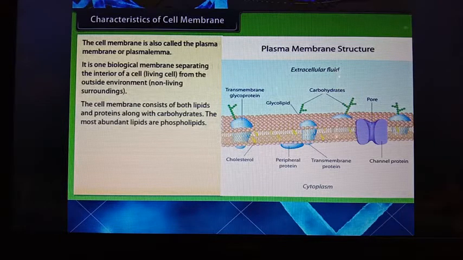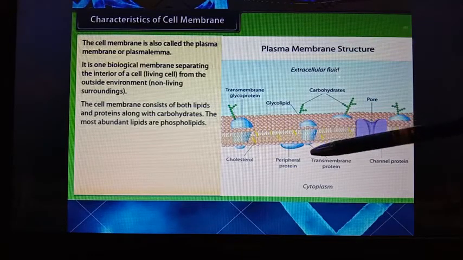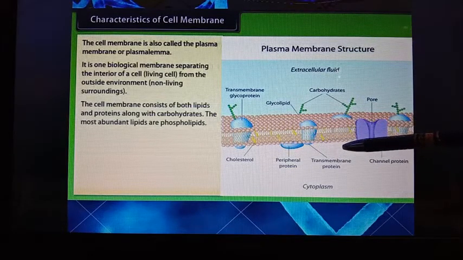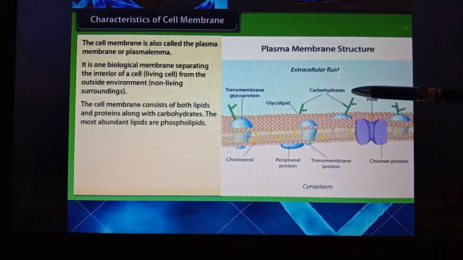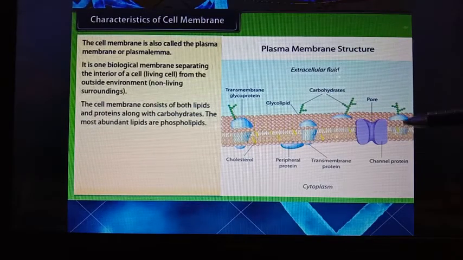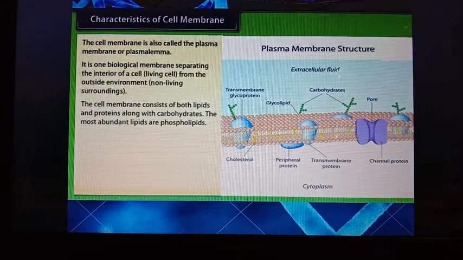Now, what is the meaning of selectively permeable membrane? Cell membrane is known as selectively permeable as it allows selective materials only to pass through it. If you look at the diagram of the cell membrane, you can see that the cell membrane or plasma membrane is mainly made up of lipid, proteins, and carbohydrates. In between the cell membrane, there are some pores which permits entry and exit of the substances.